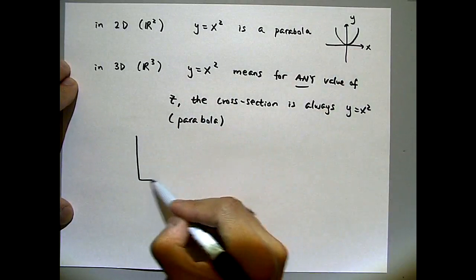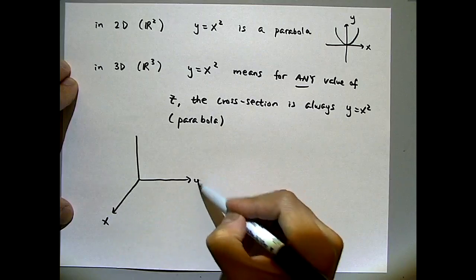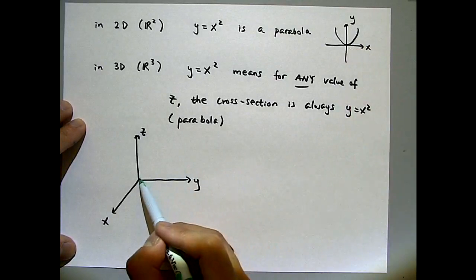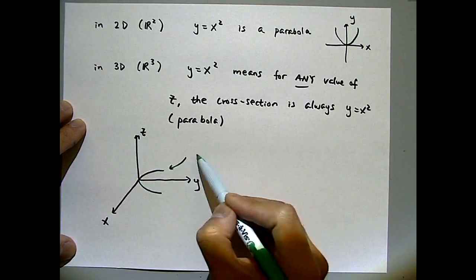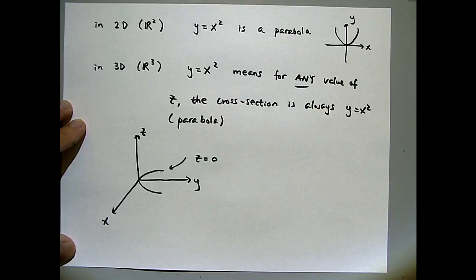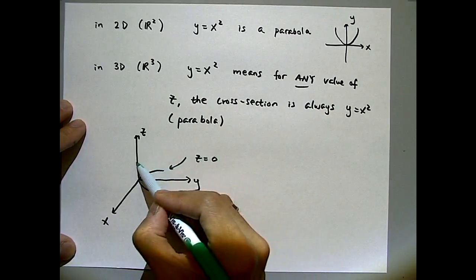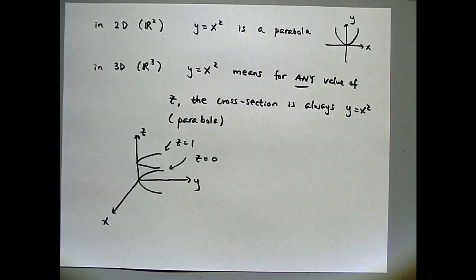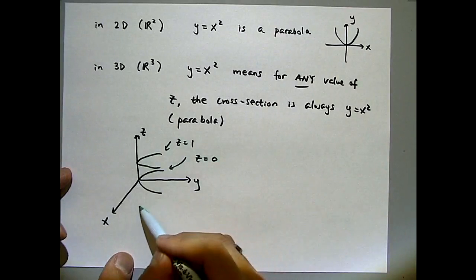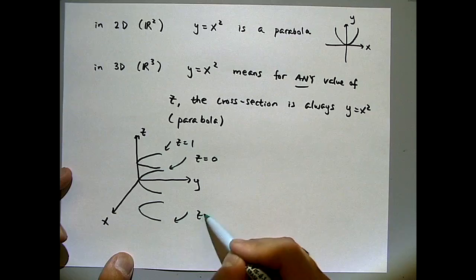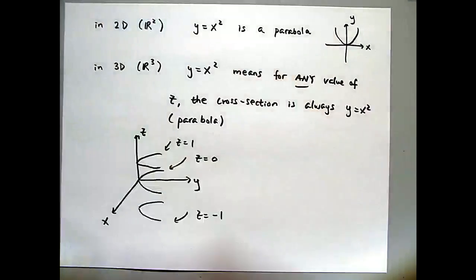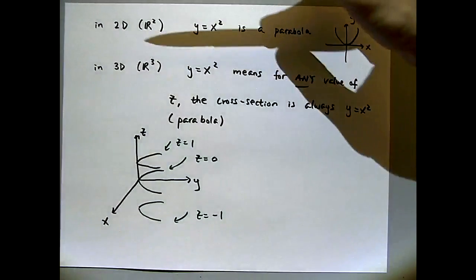So this is what we'll end up seeing. x, y, and z here. At z equal to 0 on the x, y plane, I see my familiar parabola like this. Now, if I change z to any other value, say z equal to 1, I see exactly the same shape. If I make z equal to 5, I see the same shape, or negative 1. Doesn't matter. Let's say this is z equal to minus 1. And the surface is the collection of all of these things, all the way from z equals minus infinity to z equals infinity.